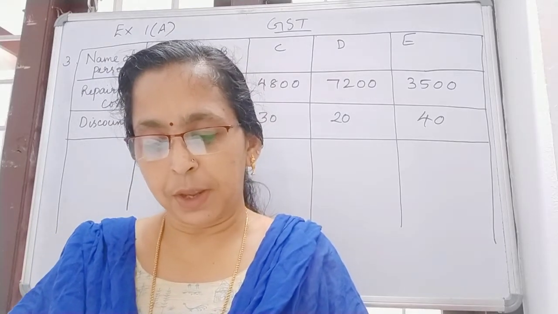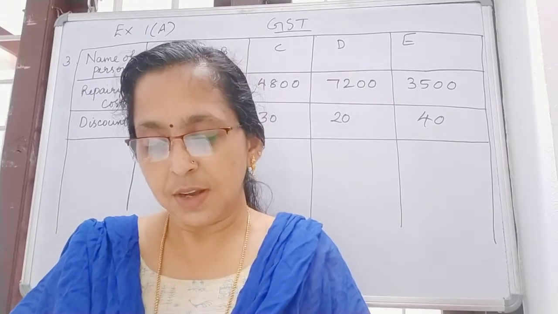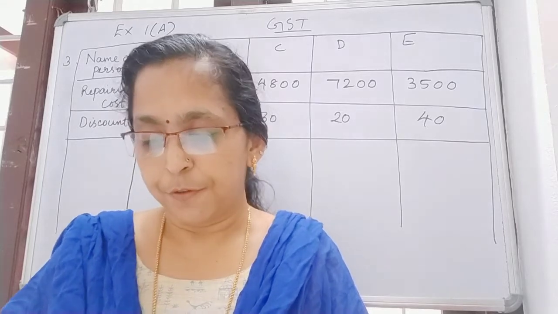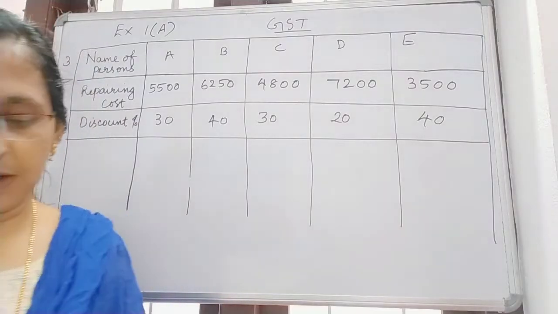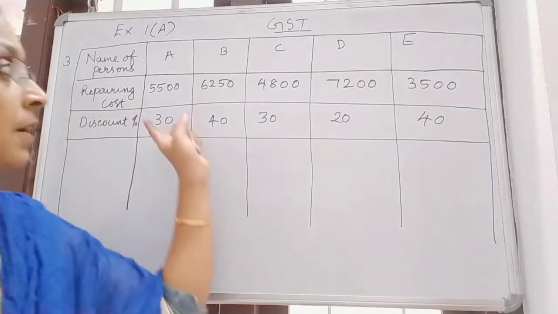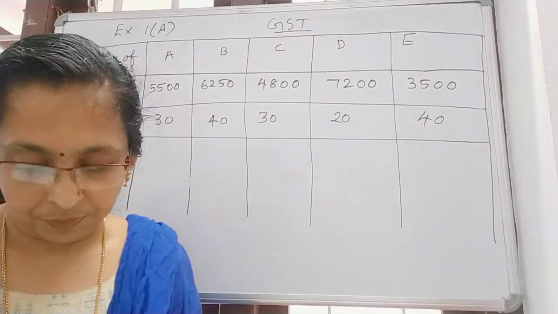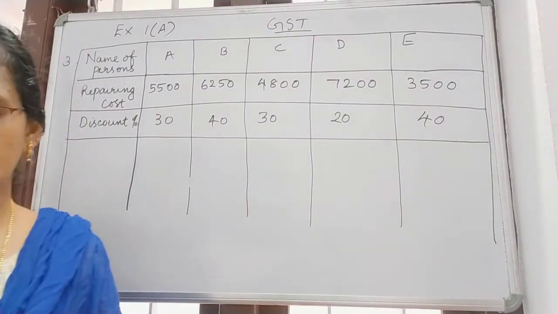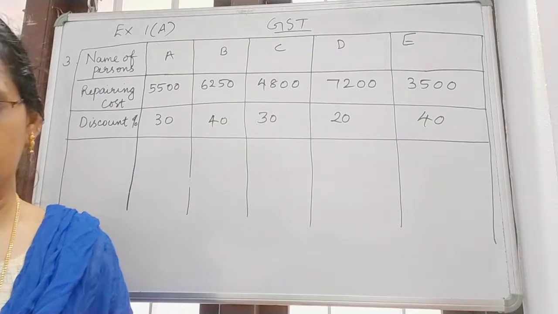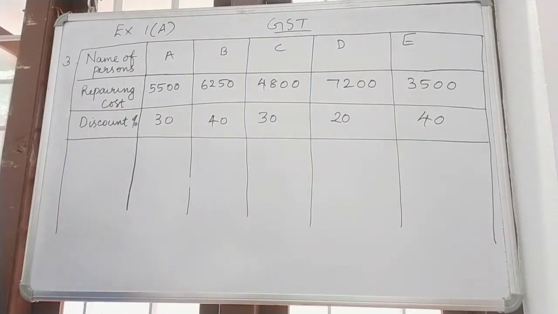A computer mechanic in Delhi charges repairing cost from 5 different persons A, B, C, D, E with certain discounts. The repairing cost and the corresponding discounts are as given below. If the rate of GST is 18%, find the total money including GST received by the mechanic.